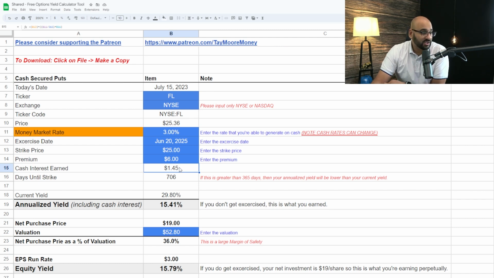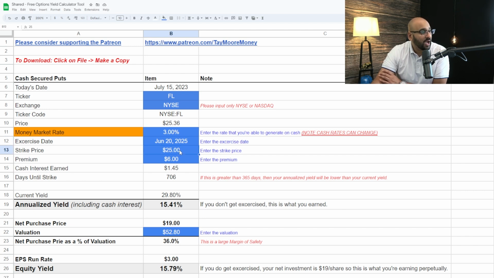Now, don't just assume that you need the money at this date, because I have had stocks exercise, or I've had cash secured puts exercised before the date. So you always have to have the cash in the account. That's why it's called cash secured and not just writing puts, right? That's the reason why I don't write naked puts.